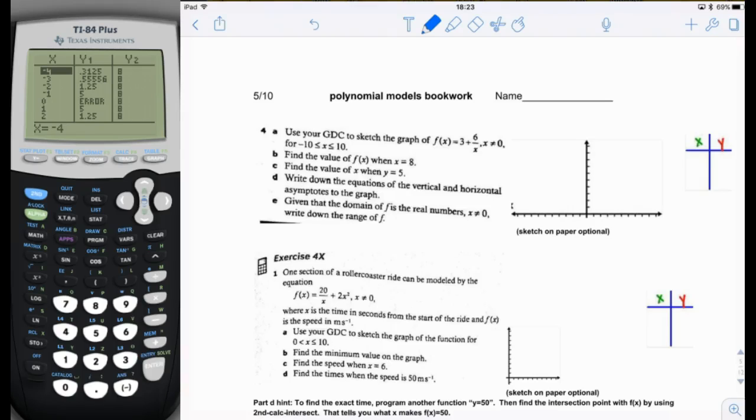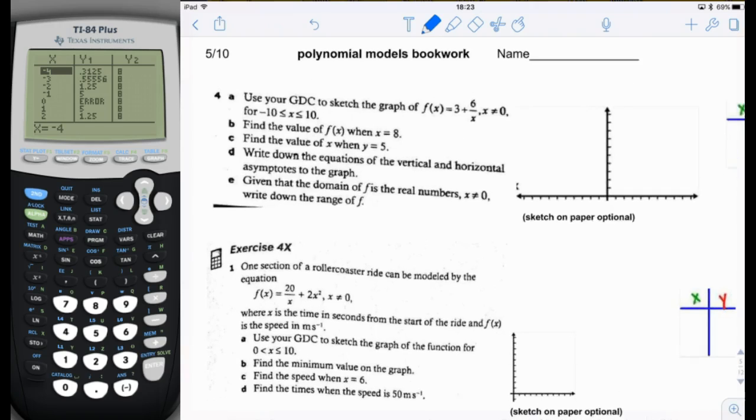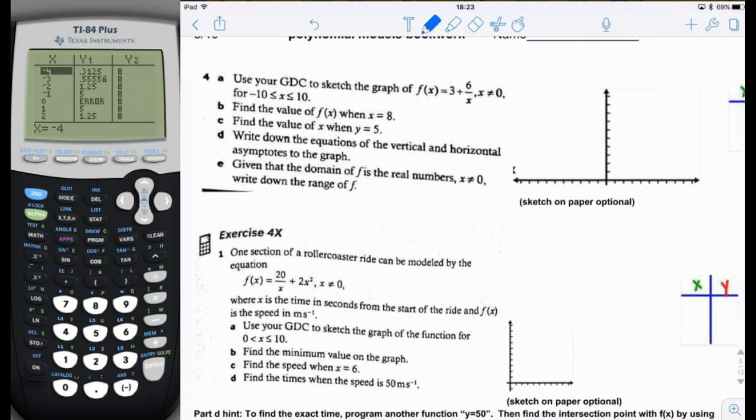Page 5 of polynomials, number 4. Use your GDC to sketch this graph for x between negative 10 and 10. Find the value of f of x when x equals 8. Okay, so we go to y equals, we're going to type in the function.